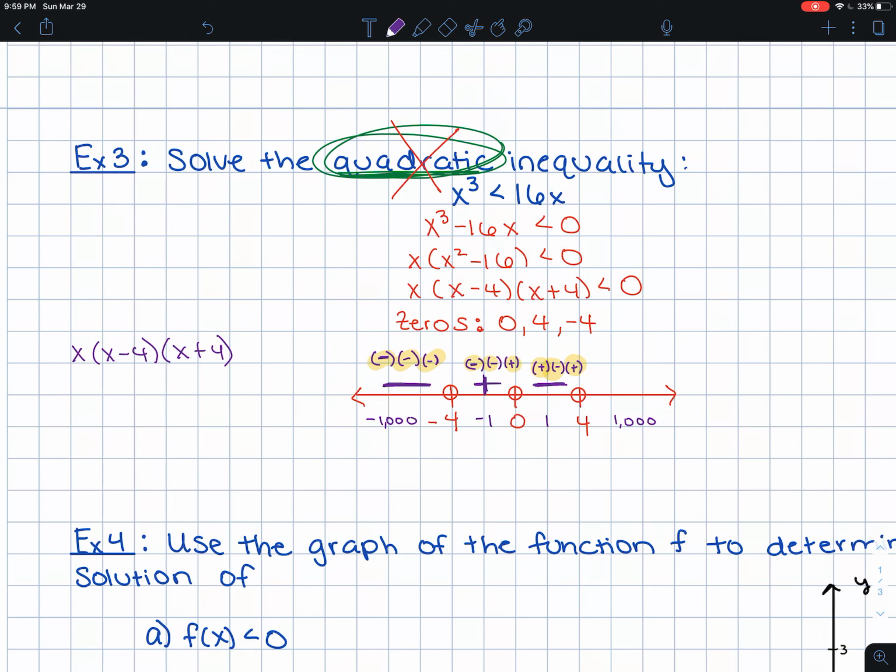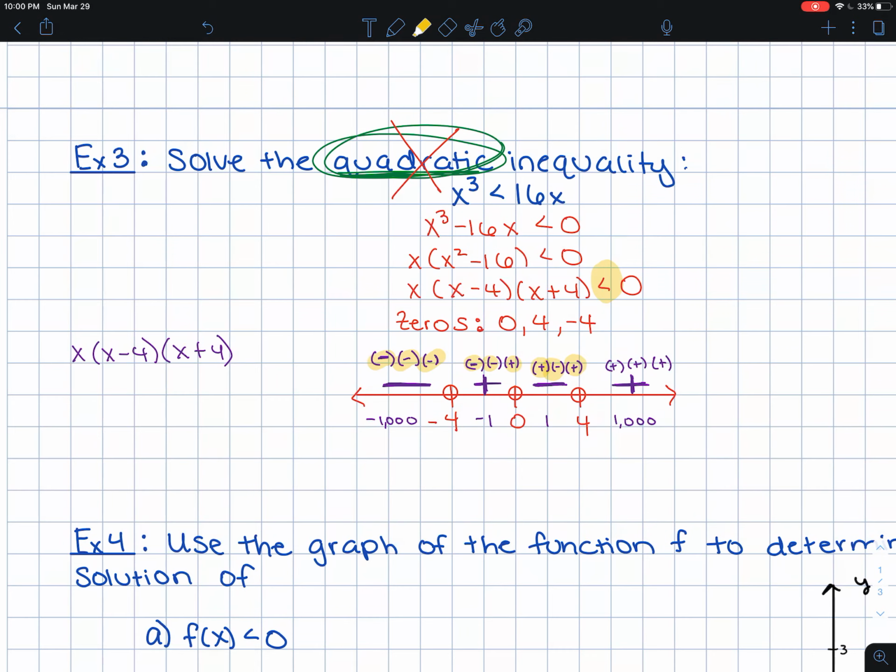And then finally, our last interval, we plug in 1,000. So if we plug in 1,000 into the x factor, we get positive. If we plug in 1,000 into x minus 4, we get positive. And then 1,000 into x plus 4, we get positive. And positive times a positive times a positive is a positive. Okay. Now we recall that our inequality says less than 0.